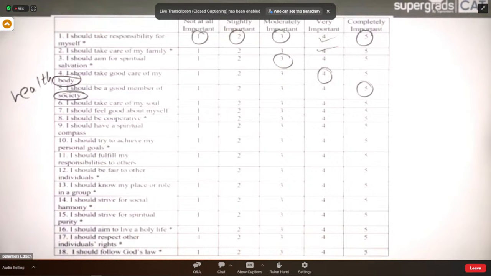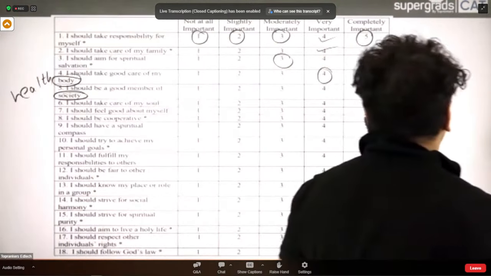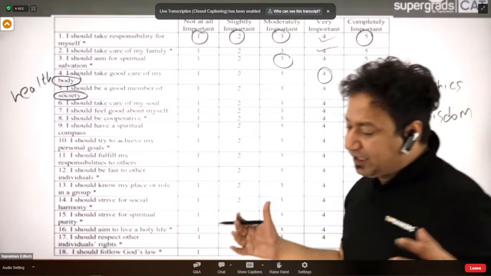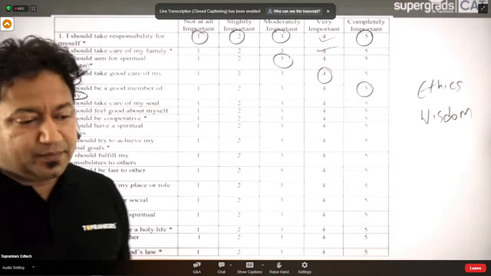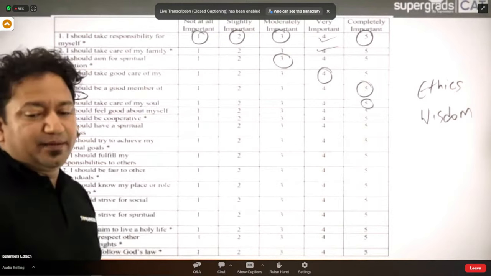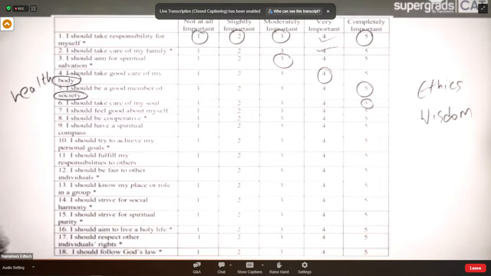Very good. Because soul is nothing but a collective conscience, isn't it? So it has got ethics, it has got wisdom. All those things which are required for leading a good life are essentially the reflection of the soul only. That is why taking care of the soul is very, very important, completely important. We should go with 5.